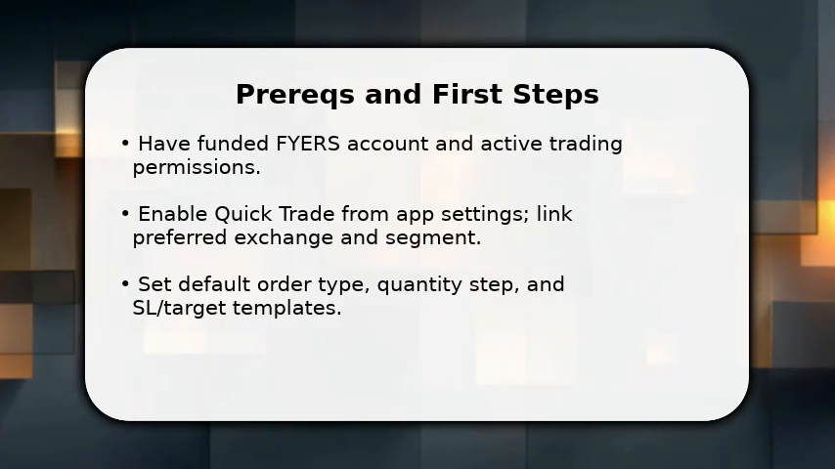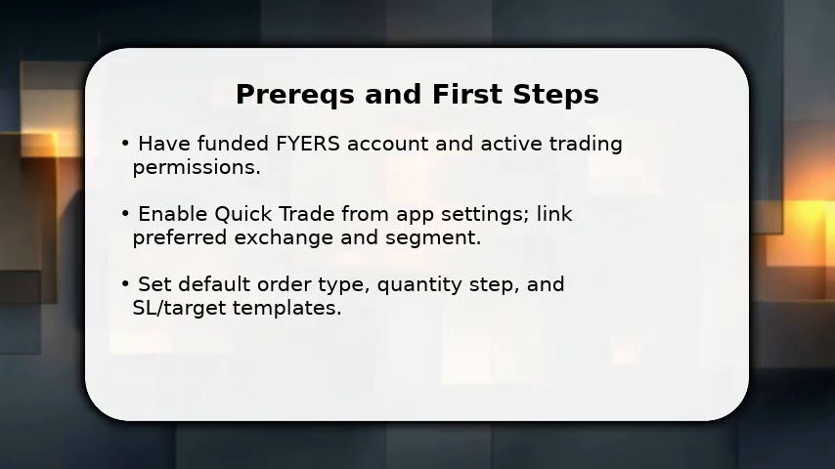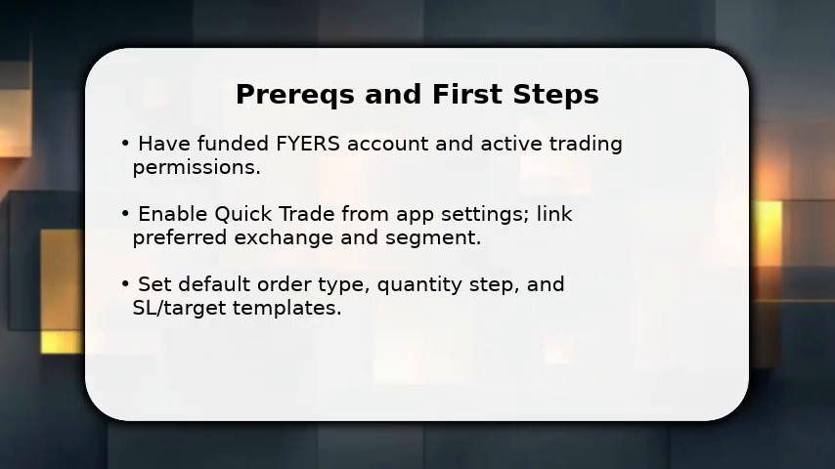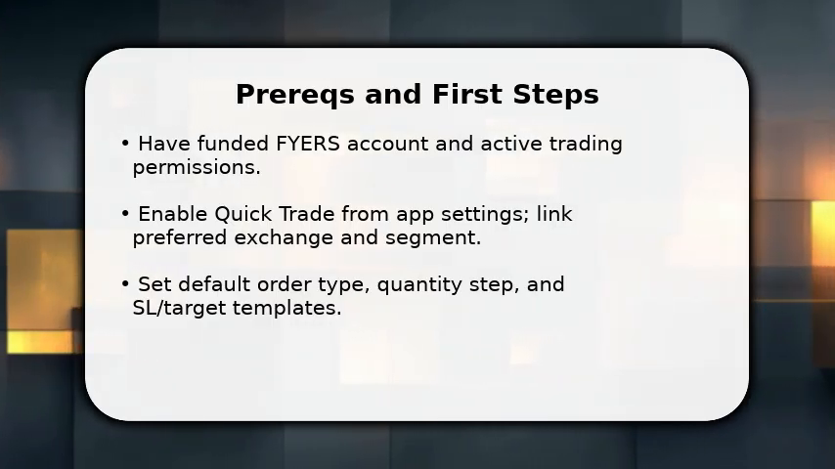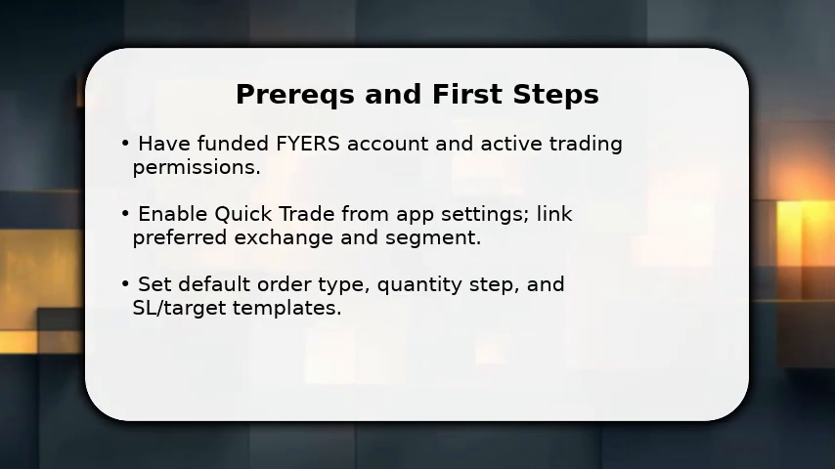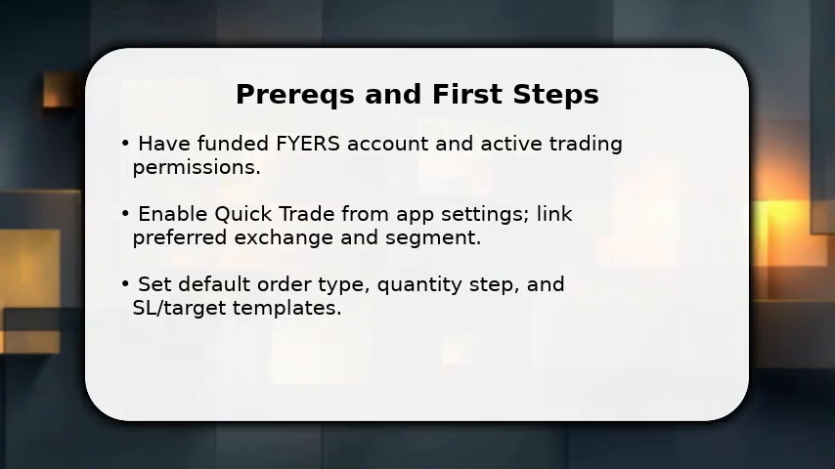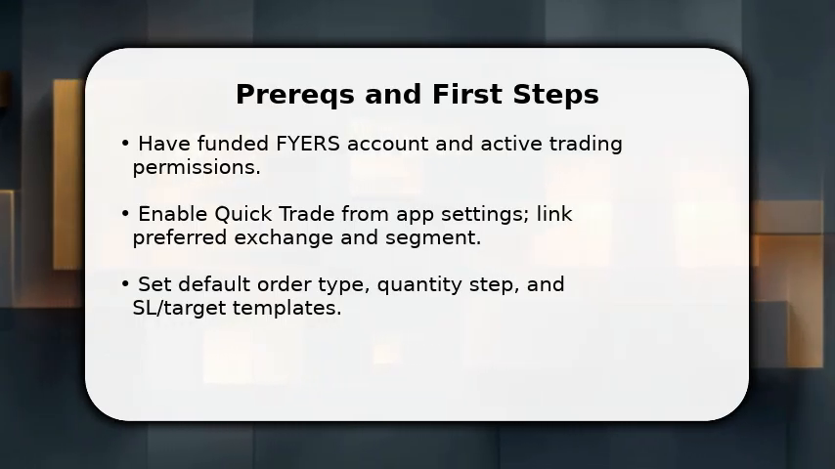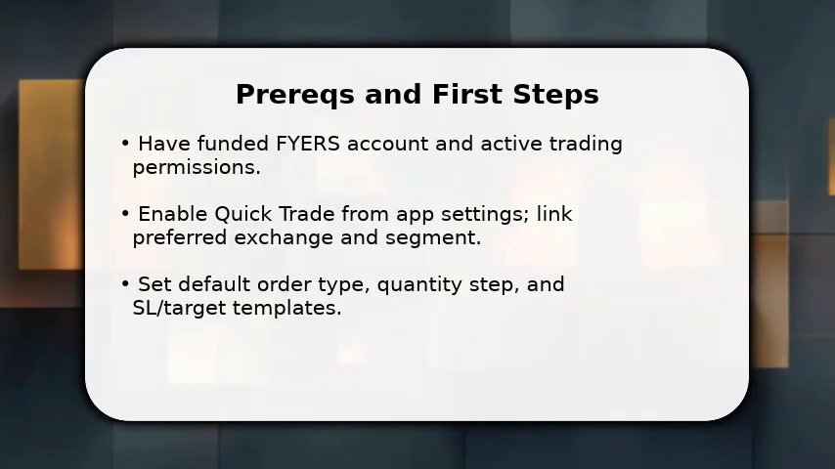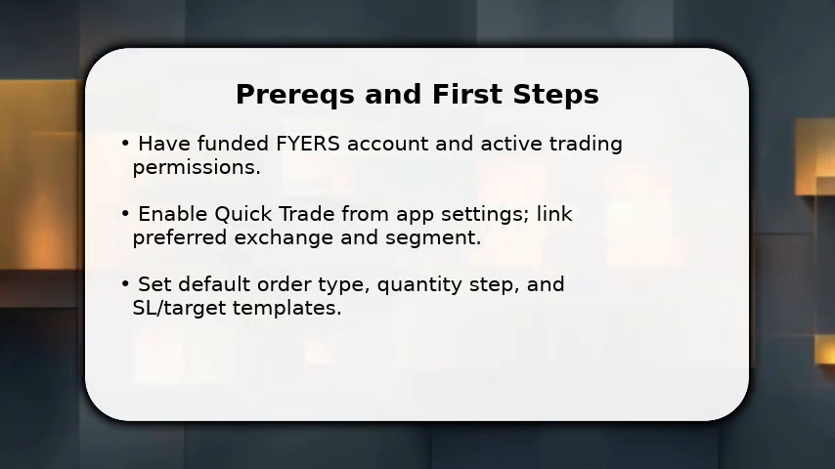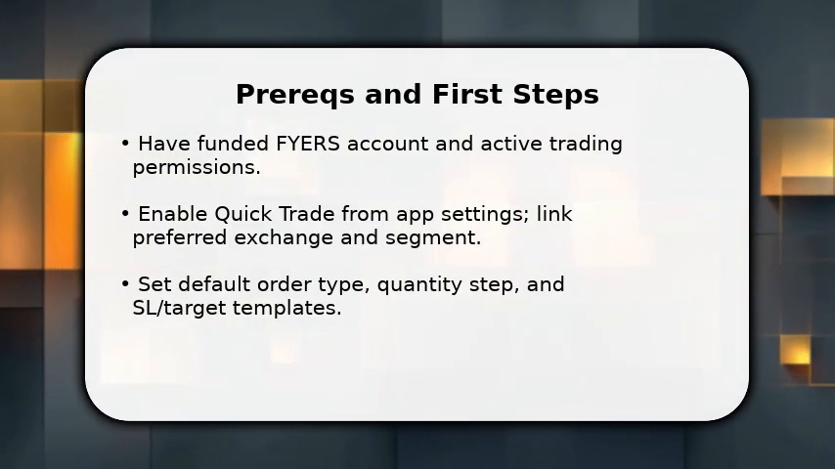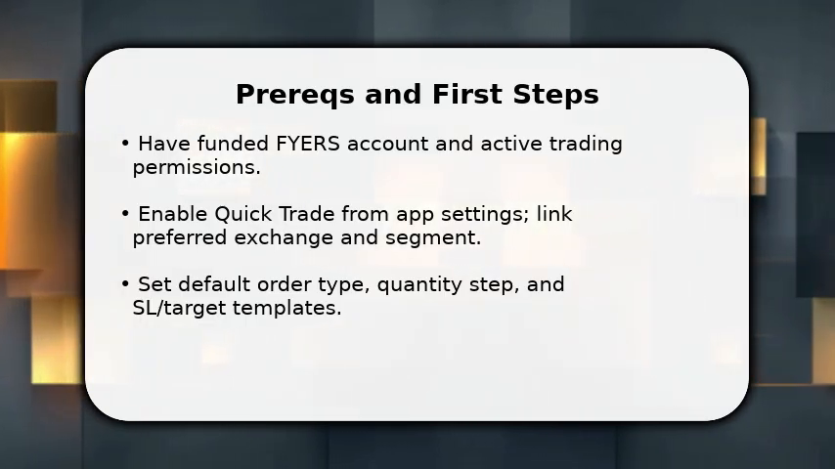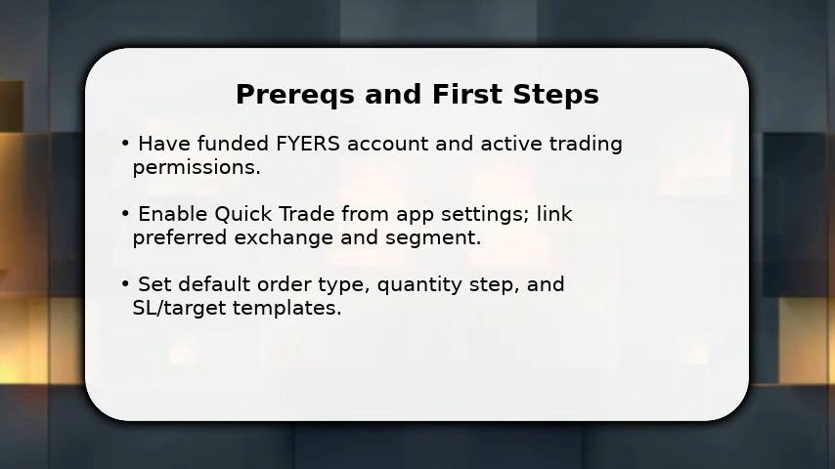You begin by confirming essentials: a funded Fyers account and active intraday or delivery permissions. Once done, open app settings and enable quick trade so you avoid extra taps when markets move. Next, link your preferred exchange and trading segment. This determines available instruments. Finally, set default order type, quantity increments, and a stop loss or target template so orders populate instantly. This saves time and reduces manual errors when you take the next actions.